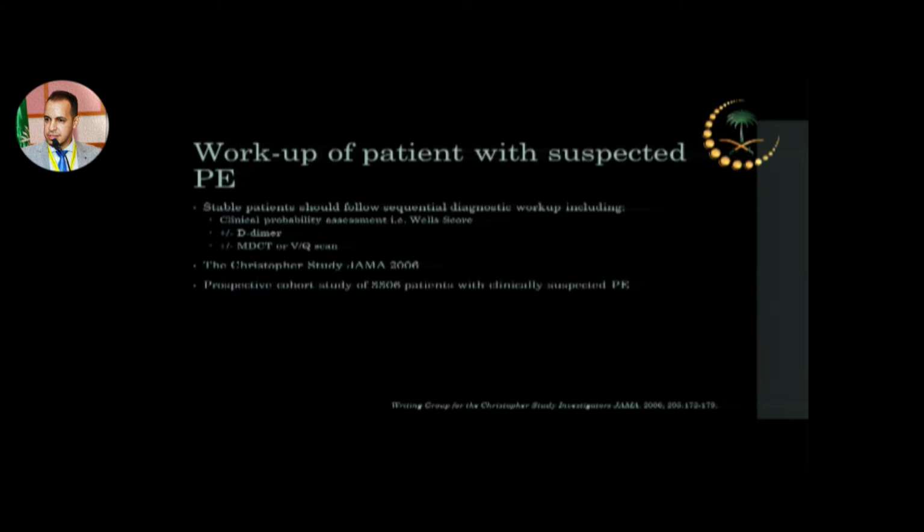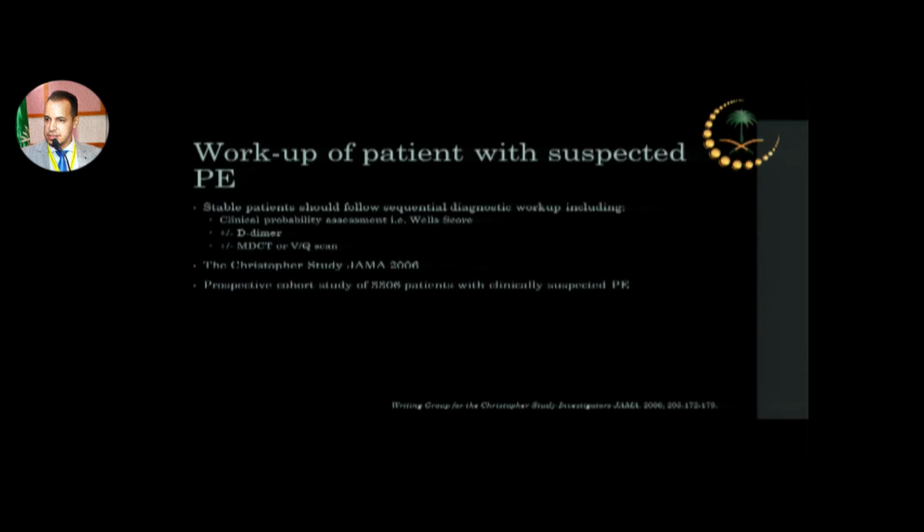So clinical workup for patients suspected of having pulmonary embolism. Stable patients should always follow a sequential diagnostic workup, including clinical probability assessments such as Wells and Geneva scoring, D-dimer, and MDCT or VQ scan, depending on which is more appropriate.